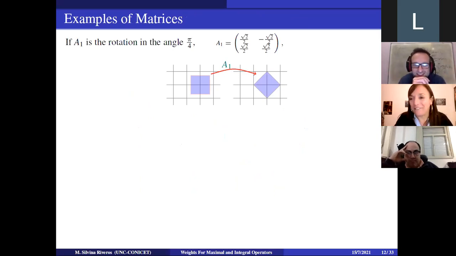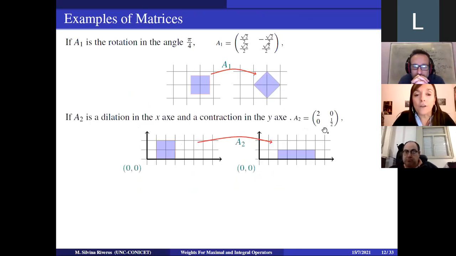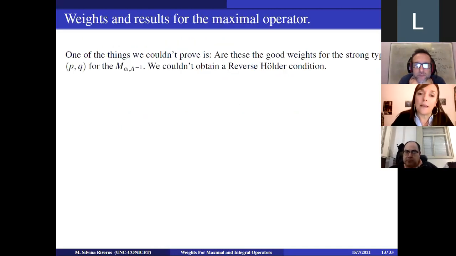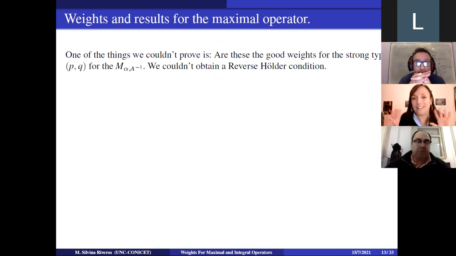So, for example, let's give some examples. If we have a rotation by pi over 4, the cube is transformed to a cube that is not the standard one that we use to calculate a class of weights. Or, for example, if we have a matrix that is a dilation and a contraction, it transforms the cube into a rectangle, or this other one will transform a cube into a parallelogram. So this is one of the first difficulties that we had if we want to obtain all the same properties. For example, the thing that we couldn't prove is the reverse Hölder condition. We couldn't, and still now we don't have it.